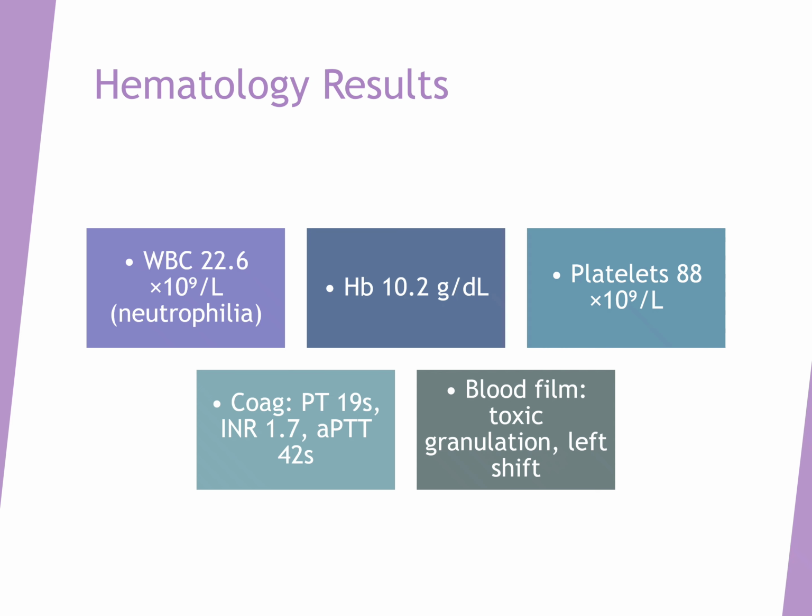The coagulation profile shows prolonged prothrombin time and activated partial thromboplastin time. These findings further support the possibility of developing coagulopathy. The blood film shows toxic granulation and a left shift in neutrophils. Toxic granulation is commonly seen in severe bacterial infections, while a left shift indicates increased production and release of immature neutrophils from the bone marrow.